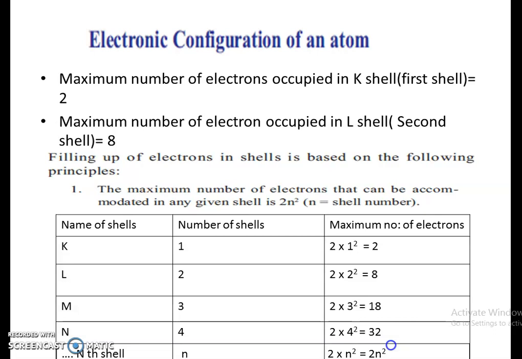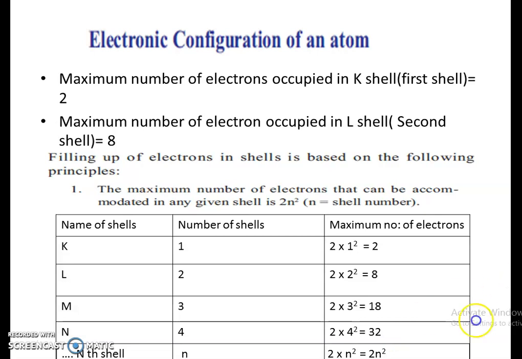whatever may be the shell, consider if it is the third shell or fourth shell or fifth shell, if it is the outermost shell, it can occupy only 8 electrons. Let it be M shell, N shell or L shell, whatever the shell, if it is the outermost shell, the last shell of an atom, it can occupy only 8 electrons. So please note this point.